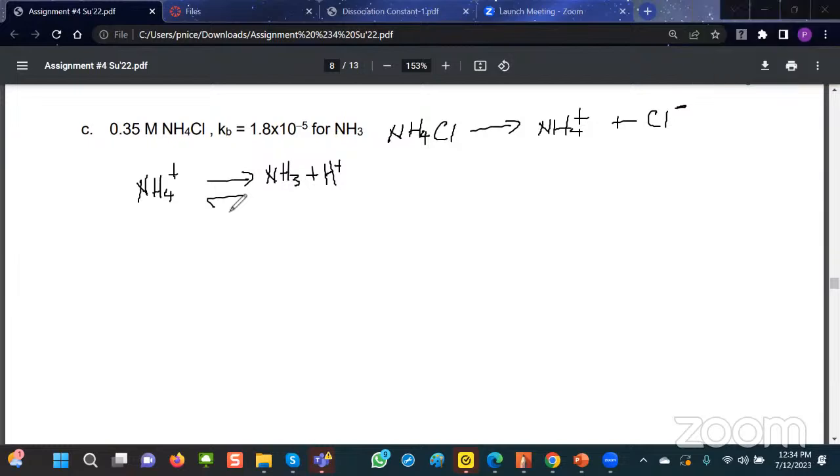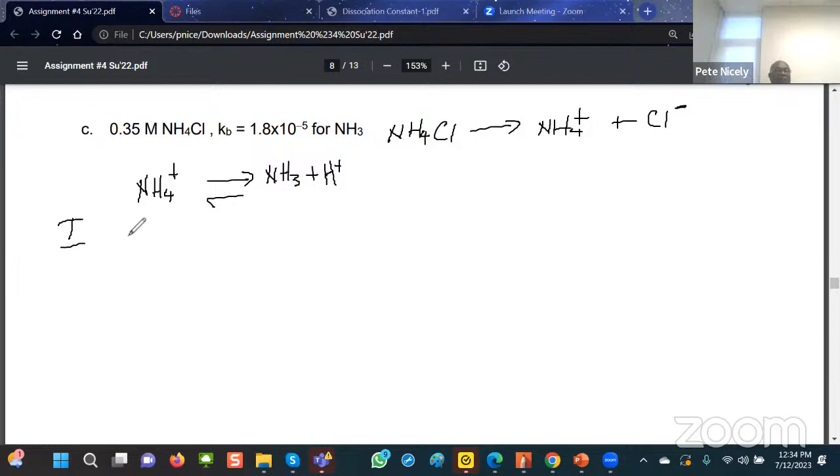The ICE table. Okay. So here you're gonna have 0.35, here you're gonna have 0 and 0 initially. The change will be minus X here, plus X here, plus X here. And at equilibrium, you're gonna have 0.35 minus X, here you're gonna have X, here you're gonna have X. Okay, very good. What's the next step?